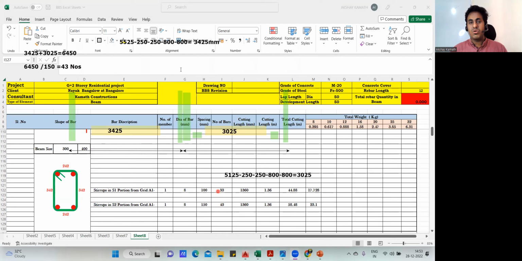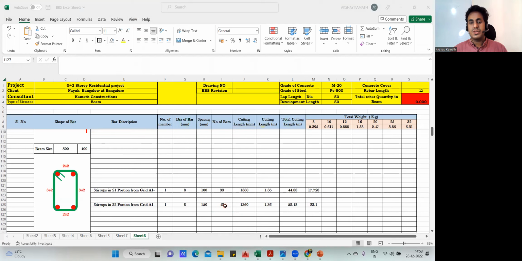Same in the Excel sheet, already I got 43. So in the Excel sheet, you just input that. I don't know all this calculation. Now you know 5525 center to center, minus 250 on the left side, minus 250 on the right side, minus 800 from the left side, minus 800 from the right side. So one span I did.